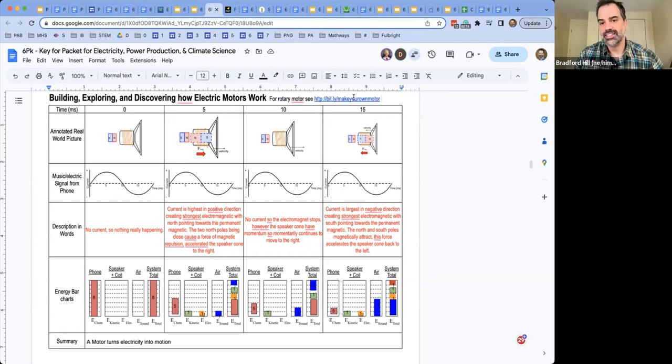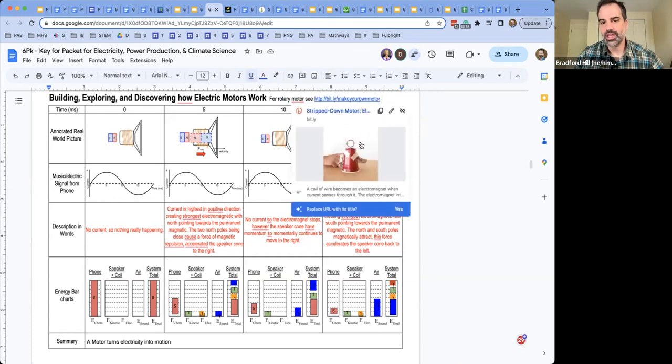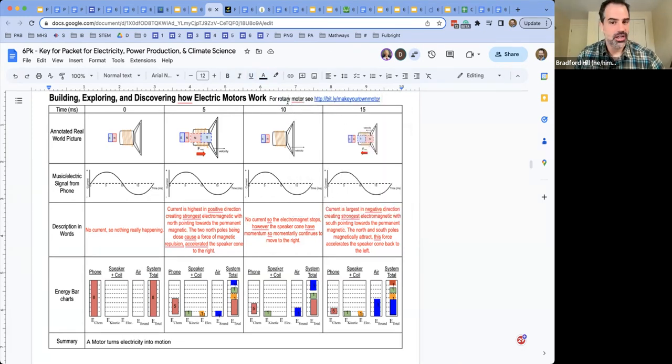So there is an extension to build a circular motor, and that can be short and sweet. That could also be for students that finish early. That's a fun extension. It is there, but there's so much good stuff in this unit. You just got to be careful, eyes on the prize.